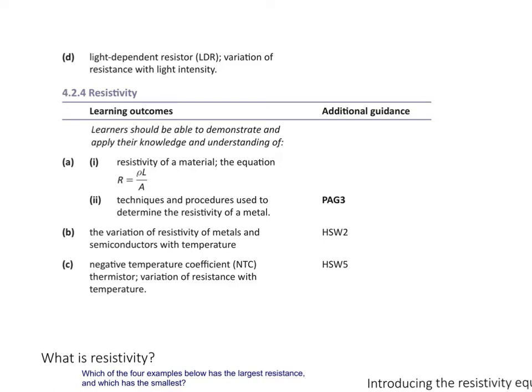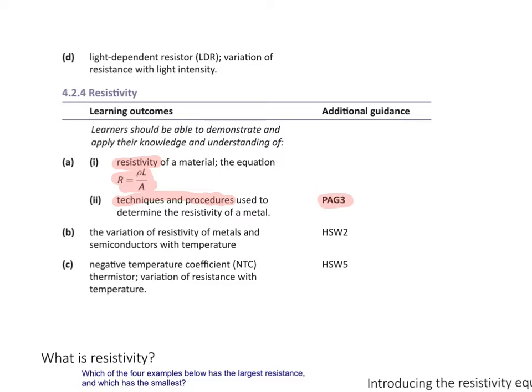Hi everyone, today we're going to be looking at what resistivity is in materials, also be able to use the equation and how we derive this equation, techniques and procedures to determine the resistivity. So that's pack 3, a required practical that we need to do.